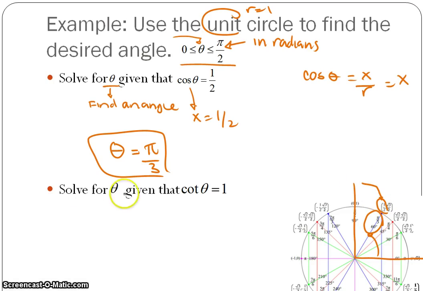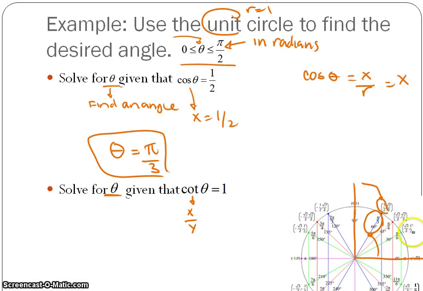Okay, so solve for theta for the second part. Again, we want to find the angle, given that cotangent of theta is 1. Well, on the unit circle, cotangent is x over y. So I'm going to look for the ratio of the x over the y and see if I get 1 out, and determine what angle it is.